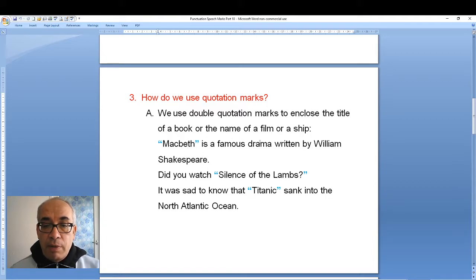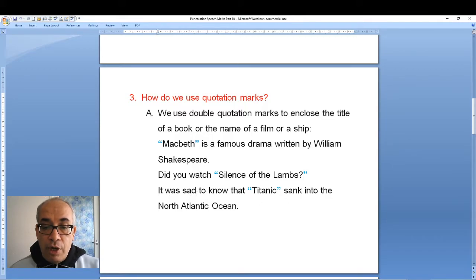So Macbeth is a famous drama written by William Shakespeare. Did you watch Silence of the Lambs? So Silence of the Lambs is a film. You can watch it on the internet. Before the name of the film, what do I put? Double quotation marks. After the name of the film, I put double quotation marks. So before the name of the film, I use double quotation marks. After the name of the film, I use double quotation marks.